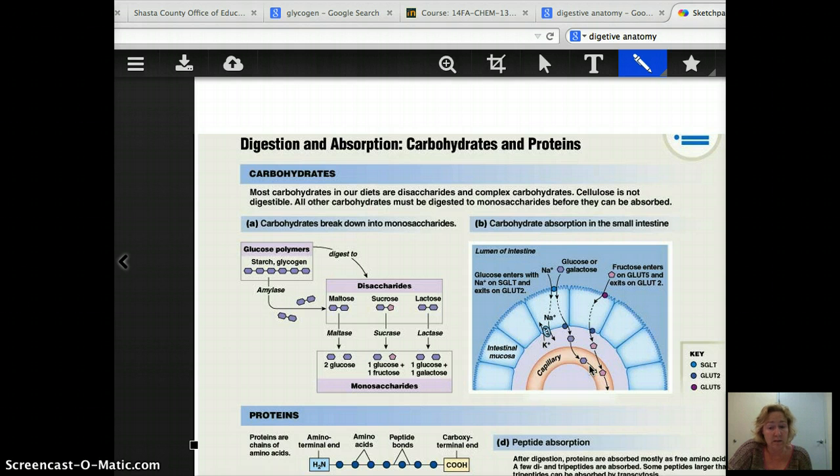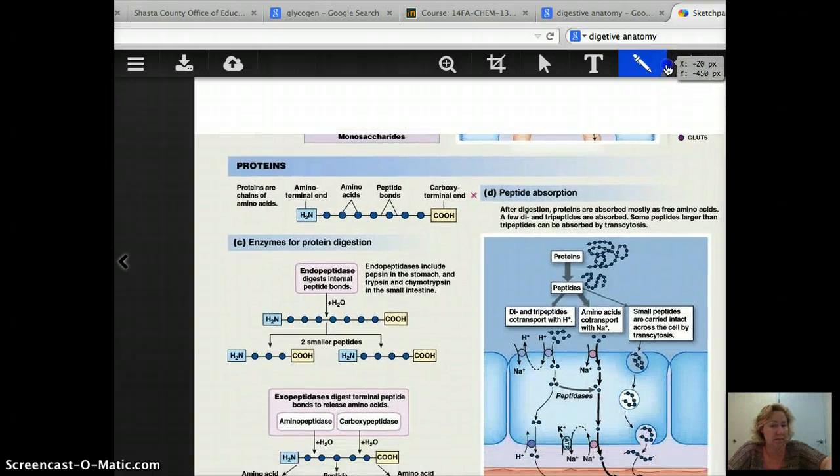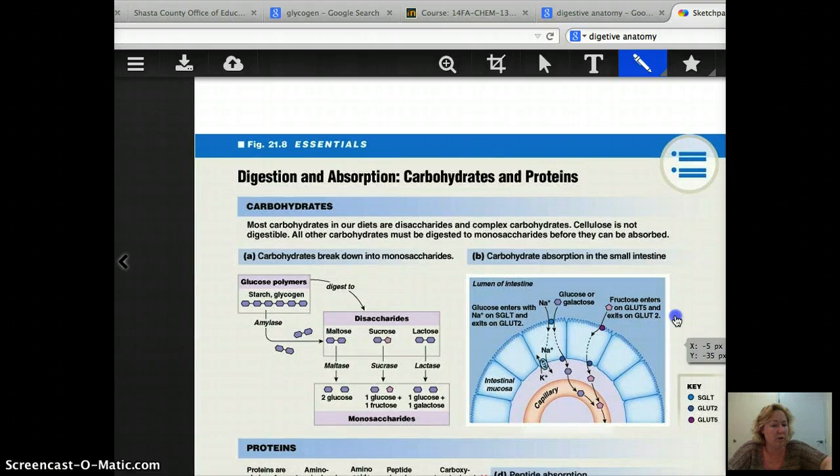It is. So therefore it's small enough to go right into your blood. It goes right into the blood and takes you where you want to go. So let's see if I can get this to move, drag to move. It says I can do that, but it's not happening. So that is what is going on with your carbohydrates.